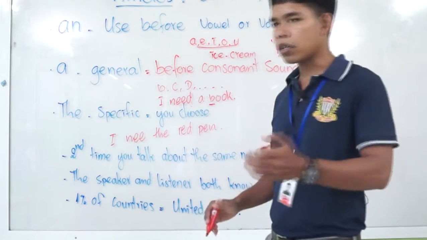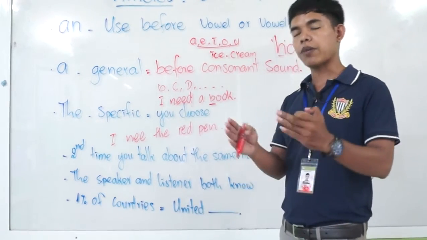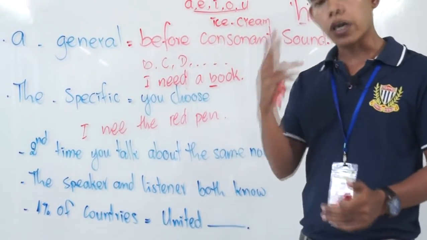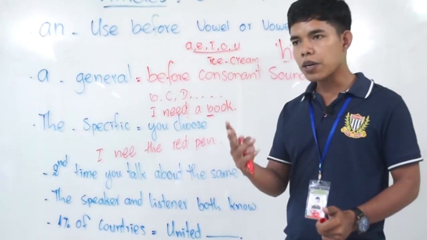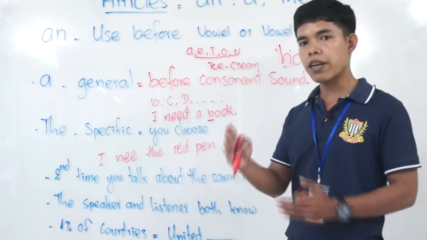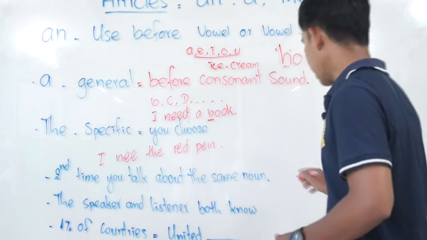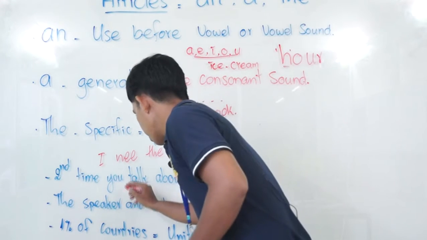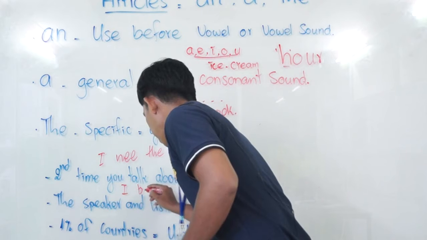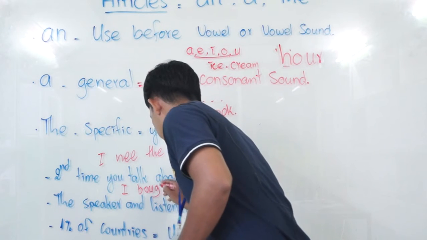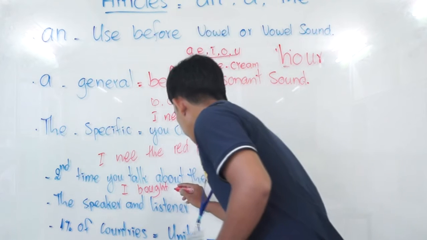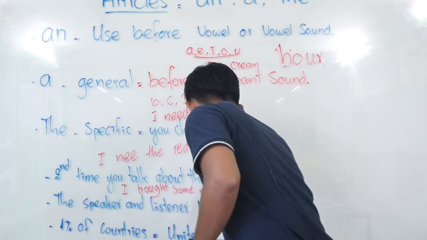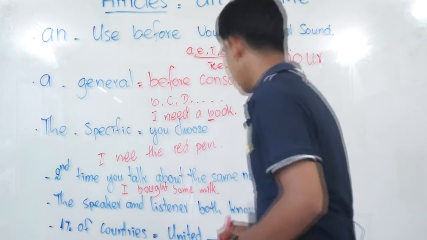For the second time, you talked about the same noun. You mean that you already talk double time, two times, or second time, but the noun is also the same one as you mentioned. For example, like I bought some meal. Okay, I bought some meal.